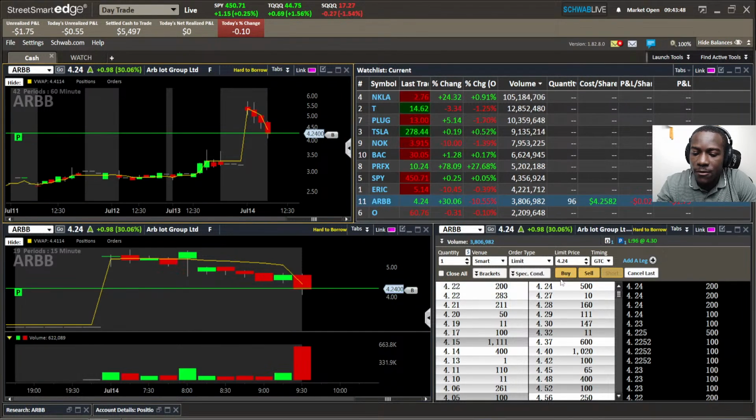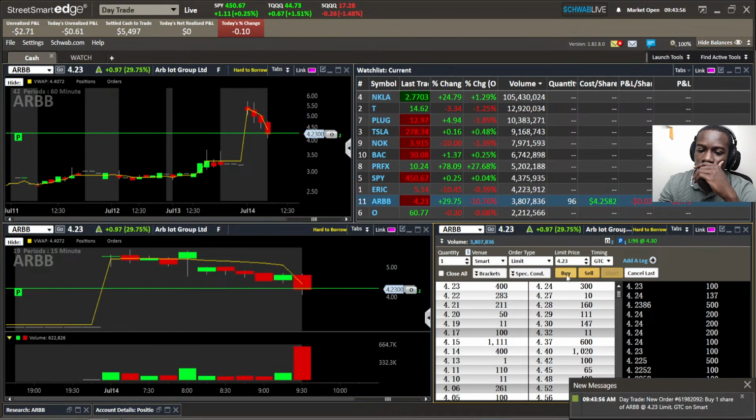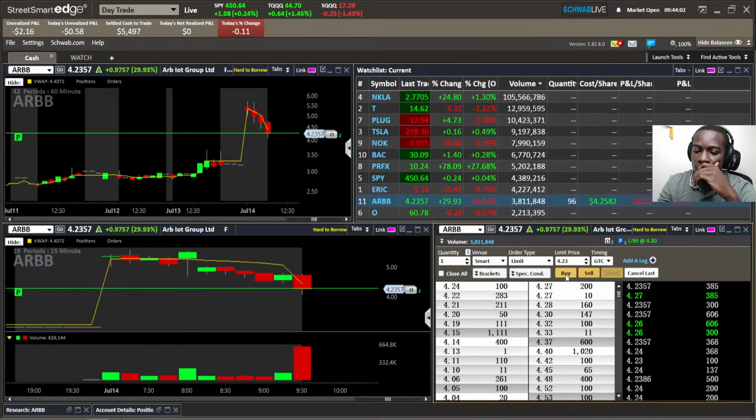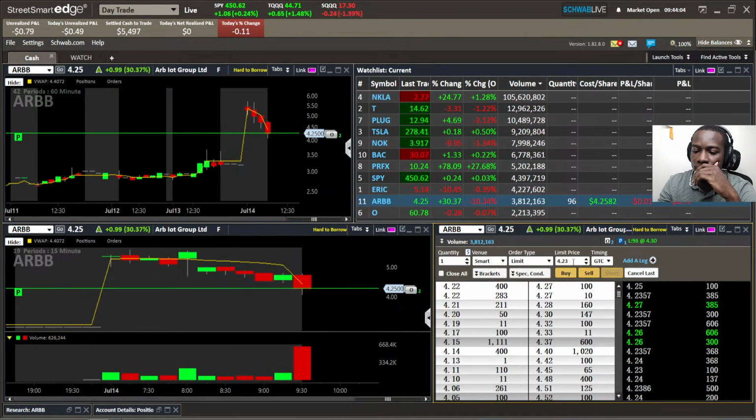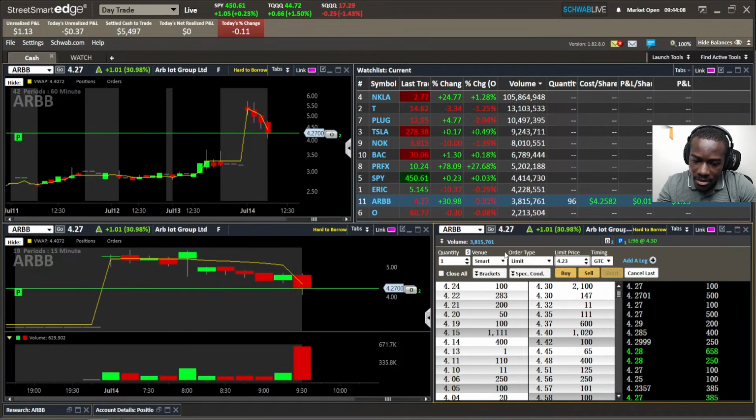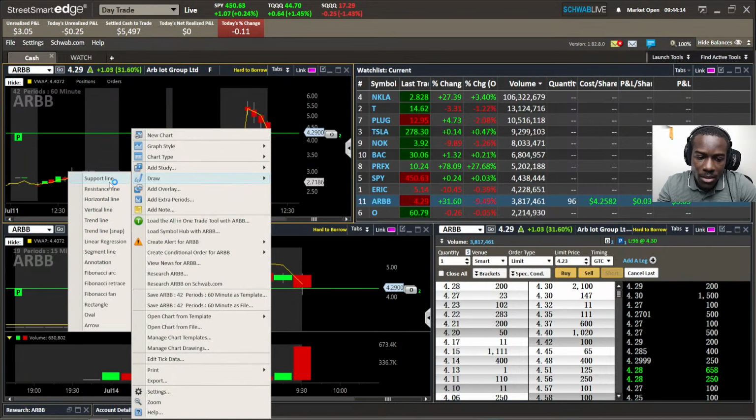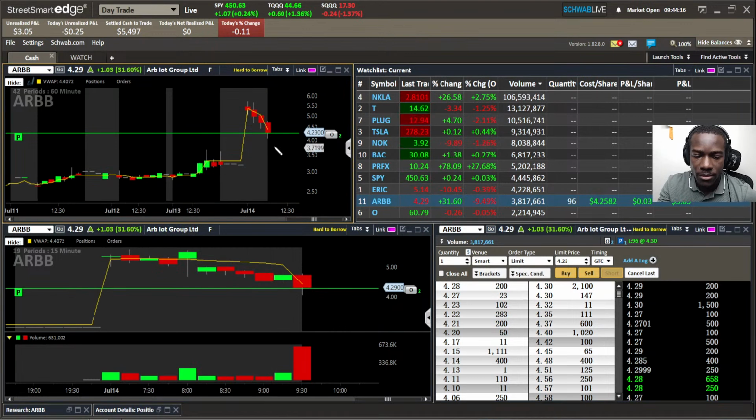Hadn't got my fill at 420 yet. See if I can grab one at 423. Give me that 423 fill, please. Not getting it. All right. Well, I'm in the green with 96 shares. Bottom down here was the 405s. So we'll draw that as a possible support.